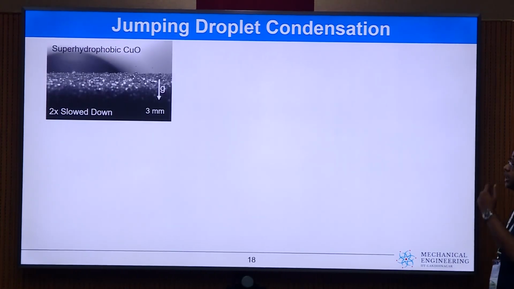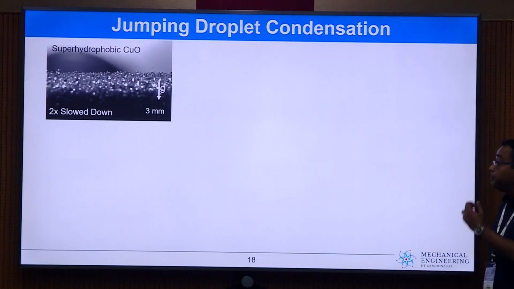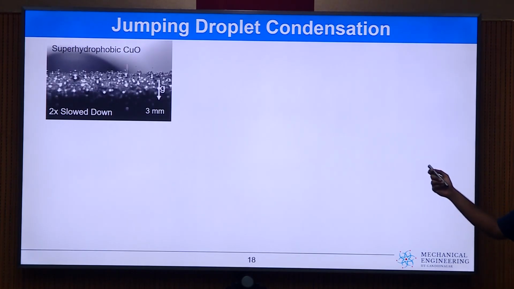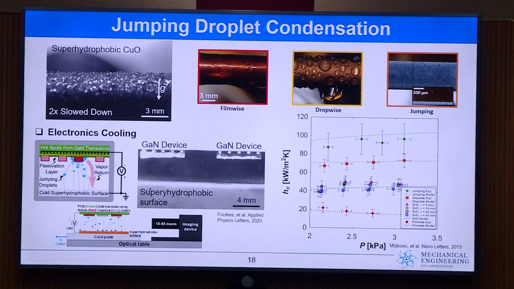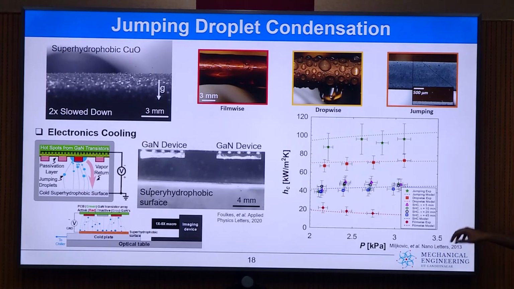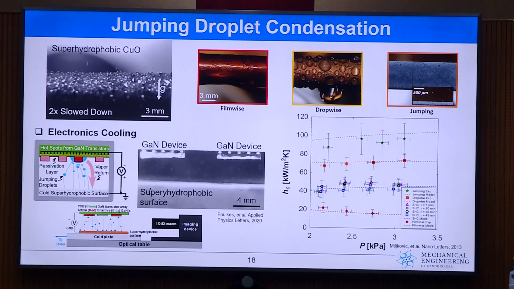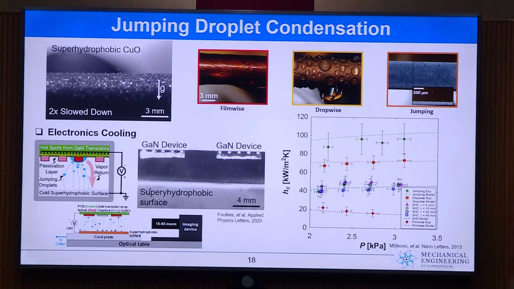In terms of the applications, some of the applications that we were looking at before are in terms of heat pipes or vapor chambers. In this case, what you find is, on a superhydrophobic copper oxide, those parts that you see are jumping droplets, and they can have a wide range of applications. In particular, this is a work from a while back in 2013 by Professor Miljkovic. What we find over here is, compared to dropwise, in case of jumping droplets, your departure droplet diameter is much smaller, and therefore you end up getting much higher heat transfer coefficients even compared to dropwise condensation.